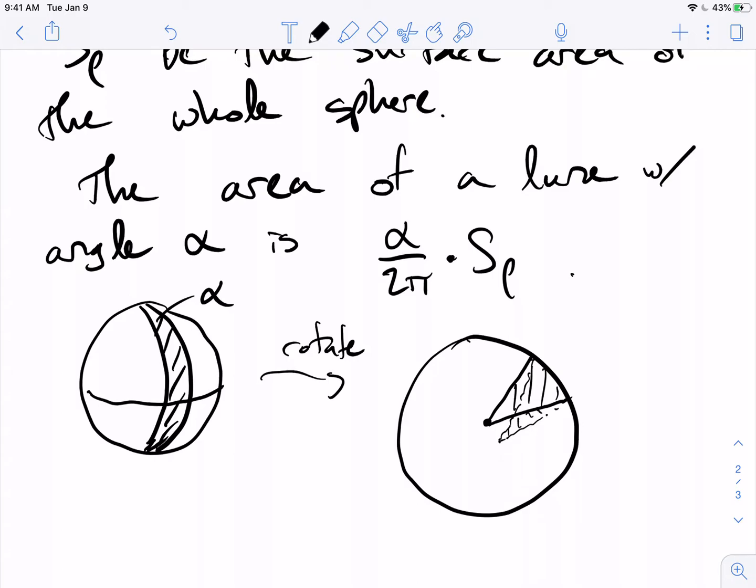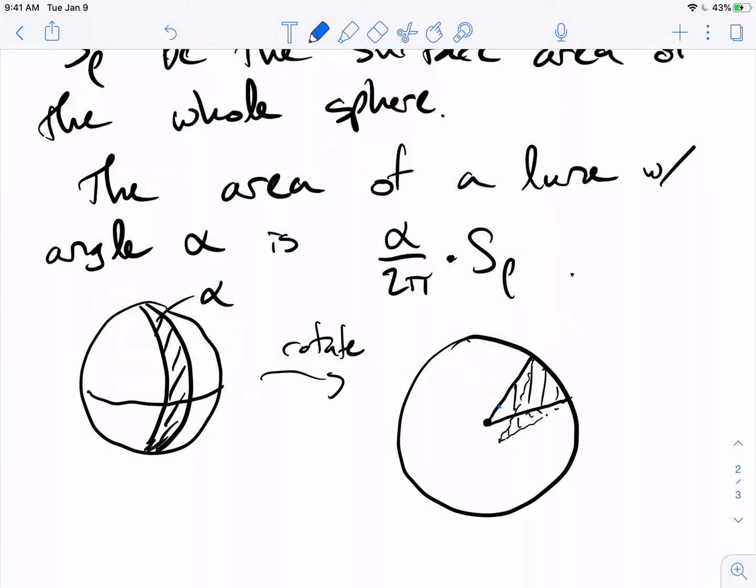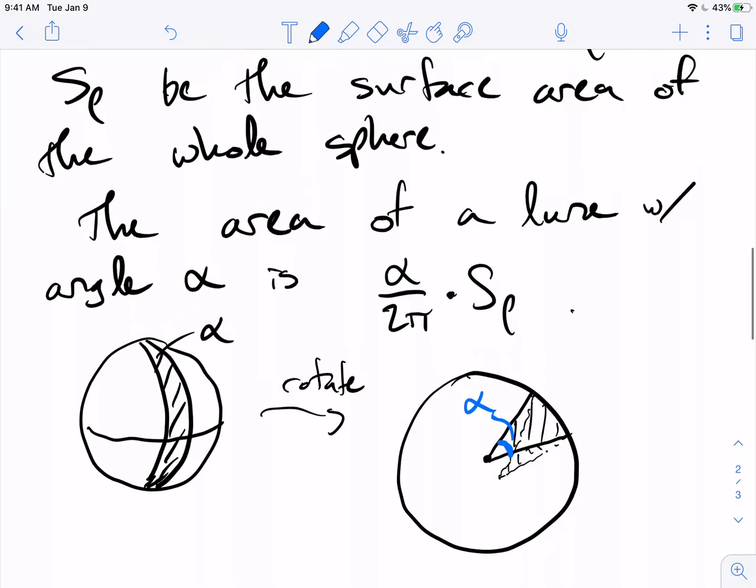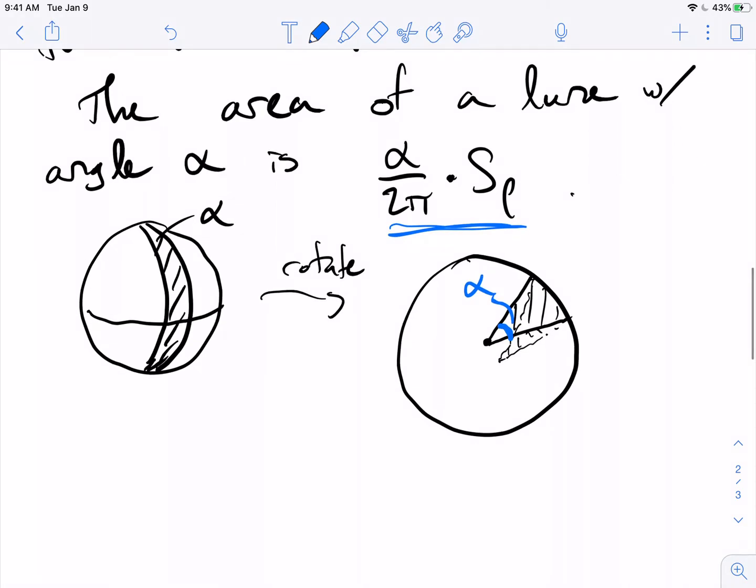So that's the lune. And we know that this interior angle here is alpha. Okay. And so the claim is that the area of this whole lune is this quantity here. And why is that? Well, because the whole surface area of the sphere is given by S sub rho.